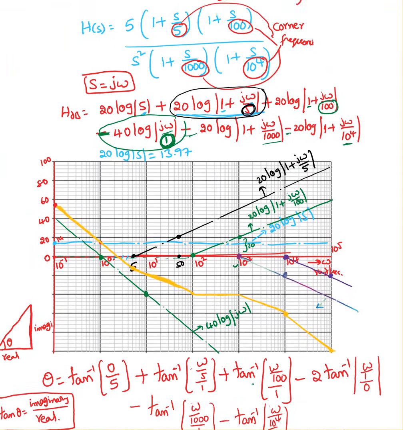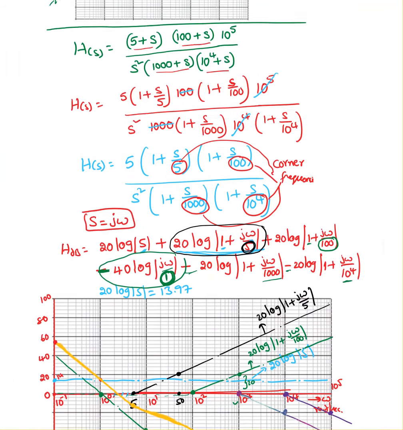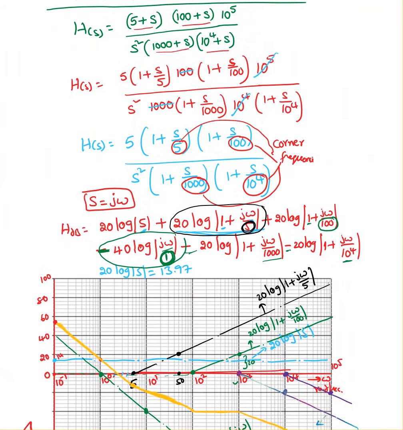Here is the next example. In this example, here is the given transfer function. H of s equal to 5 times (s plus 5)(s plus 100) over s square (s plus 1000)(s plus 10,000), with a factor of 10 to the power of 5. So here is that transfer function which is representing a system.